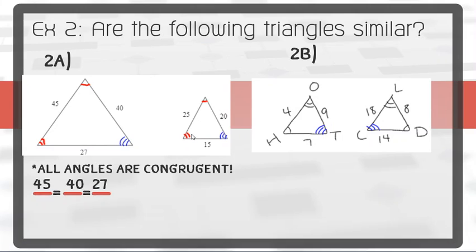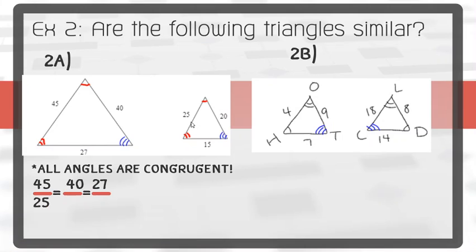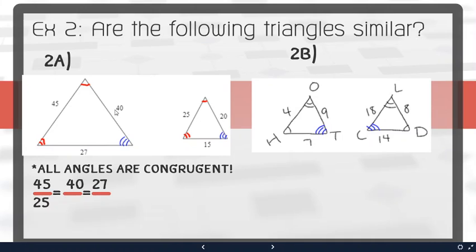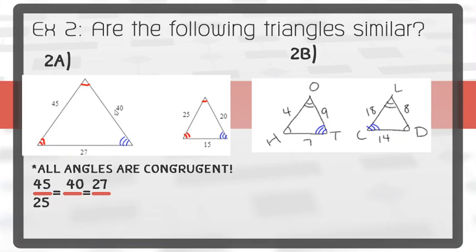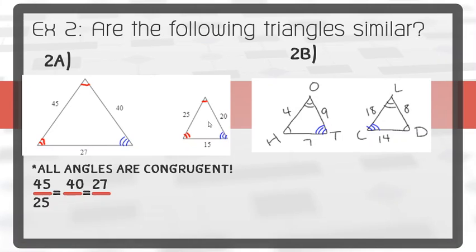So watch yourself. The way that I personally figure out which sides are corresponding, I compare like 45 is my biggest side on this triangle. So what is the largest side on my smaller triangle? It would be the 25. So 45 would be over 25. Now, 40 is not the biggest side and it's not the smallest. It's kind of like the middle side length. So which side length is the middle side length on the smaller triangle? Holy hot dog, you guys, it would be the 20.